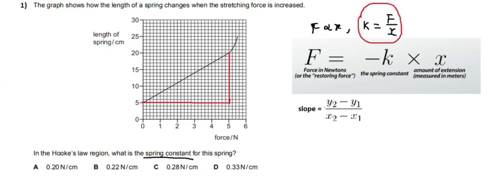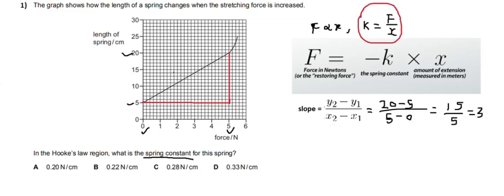Here you can see the change in the y-axis. On the y-axis the final point is 20, the initial point is 5, so I can write 20 minus 5, and on the x-axis the final point is 5, the initial point is 0, so it is 5 minus 0. So we are getting 15 divided by 5. That is the slope, which is 3.